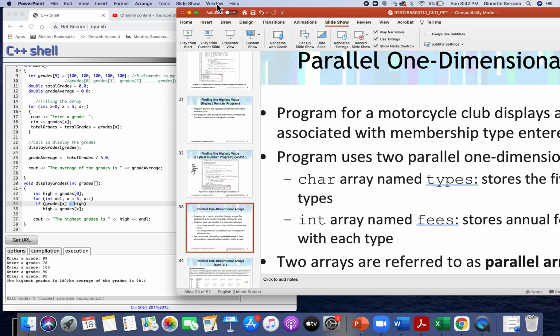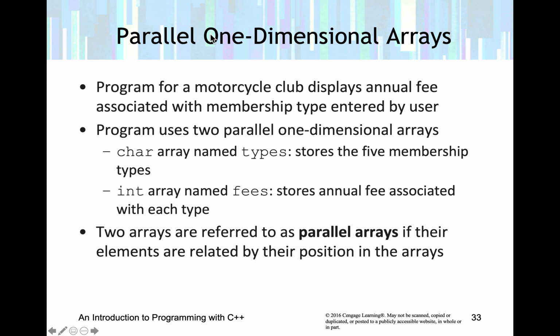Now we're going to look at parallel arrays. So let's play from the current slide. Two arrays, I'm going to read it down here first. Two arrays are referred to as parallel if their elements are related by their position in the array. This is the important part.